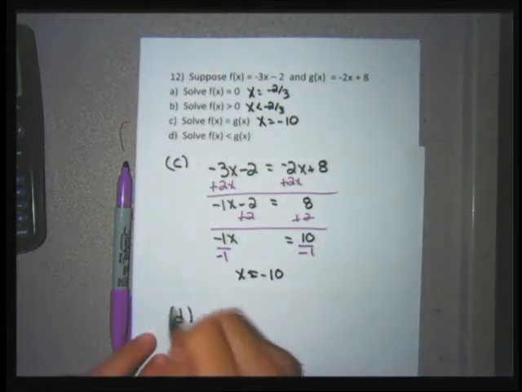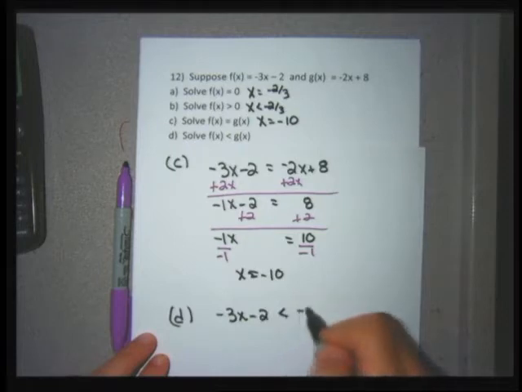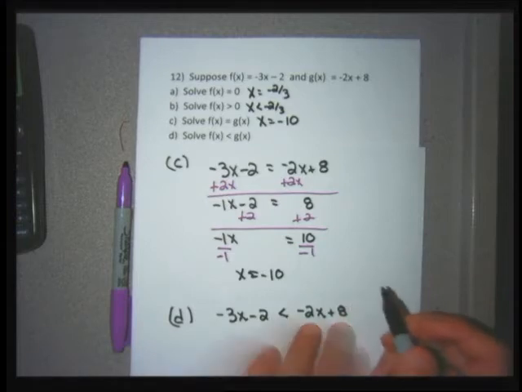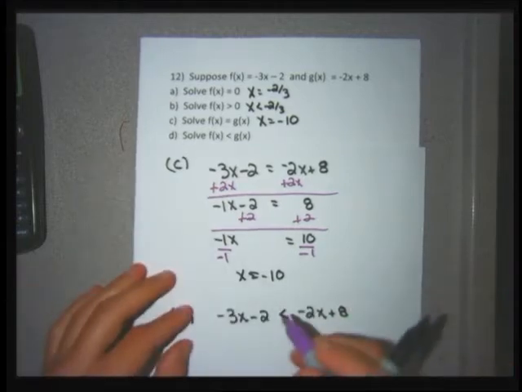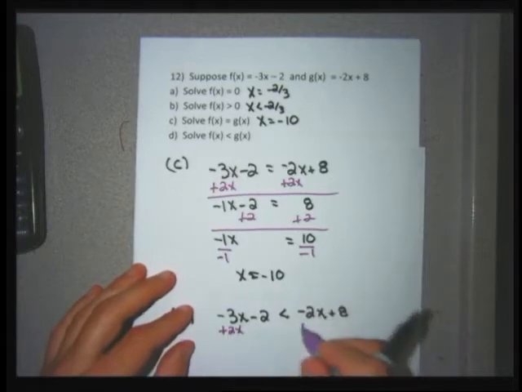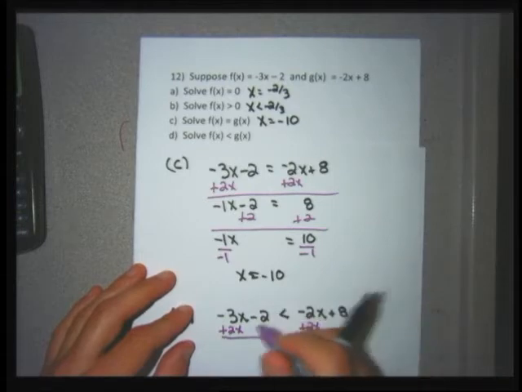Part D is going to look almost exactly the same. Instead of writing an equal sign between the f and the g function, I'm going to write a less than. So I'm going to write the right side of the f function is less than the right side of the g function. I'm going to do the exact same steps to solve it, meaning first I'm going to add 2x. In fact, let me do two things at once. I'm going to add 2x and 2 on the first step.